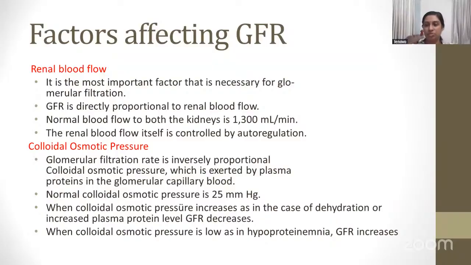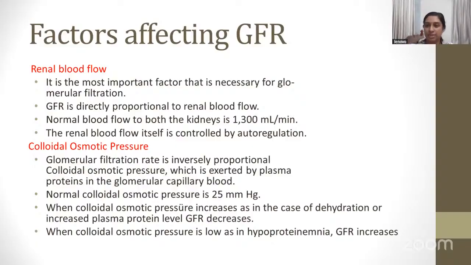And usually the renal blood flow is controlled by auto-regulation. Okay, it's not depending on many things, but it is auto-regulated by the kidney itself. Different mechanisms are there for the control or the auto-regulation of the renal blood flow. Second factor is the colloidal osmotic pressure.